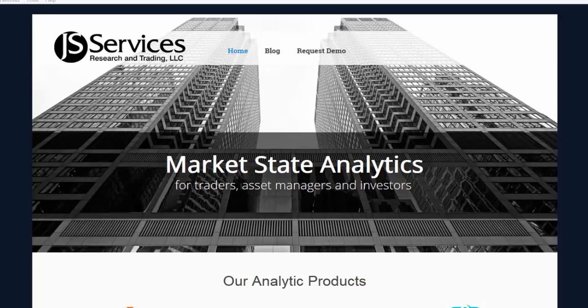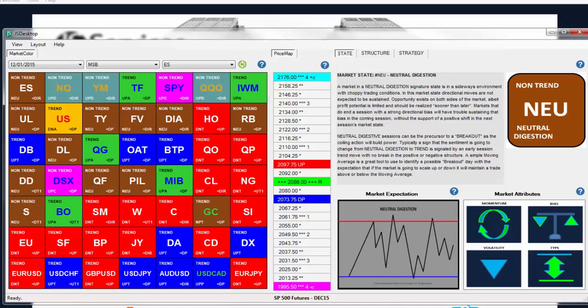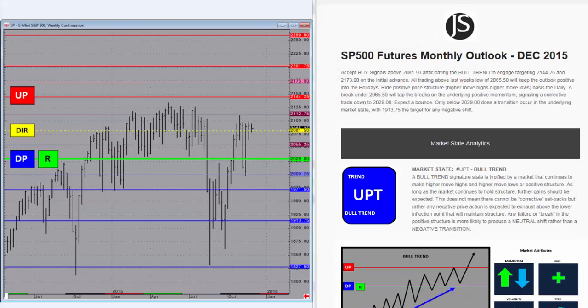Hello. In this video I'm going to go over JS Services Monthly Outlook, where we apply the same methods from our desktop application but only in a monthly structure. So I'm going to go over the structure of the Outlook. We've got the contract name. We're doing the S&P 500 futures. This is the E-mini futures, and this is the monthly outlook for December 2015.